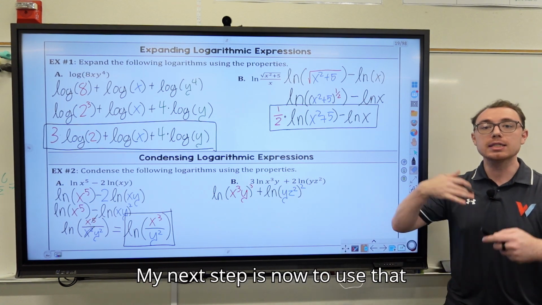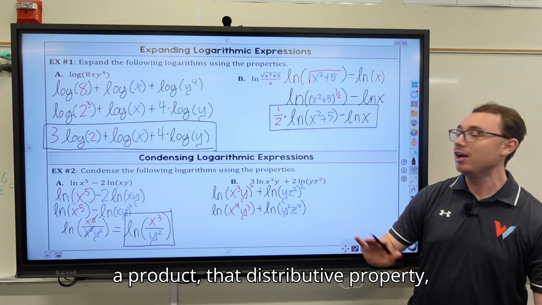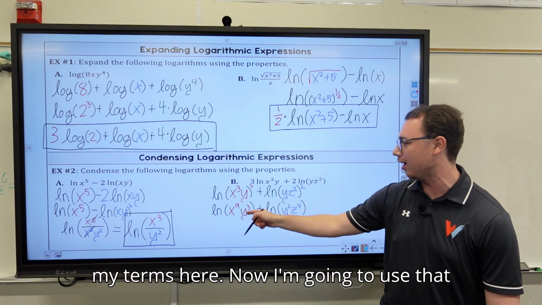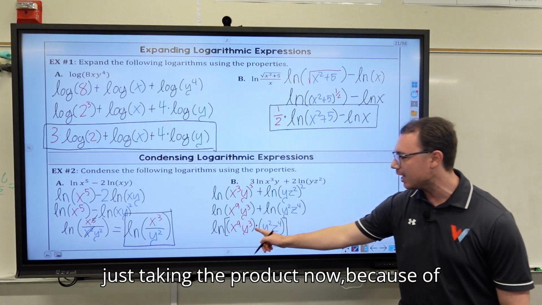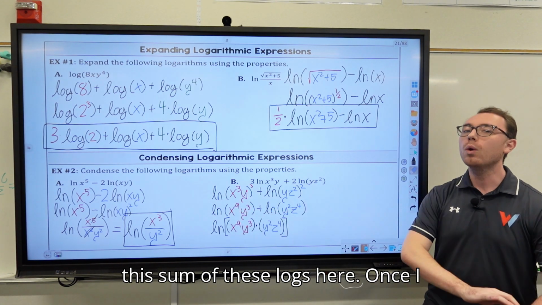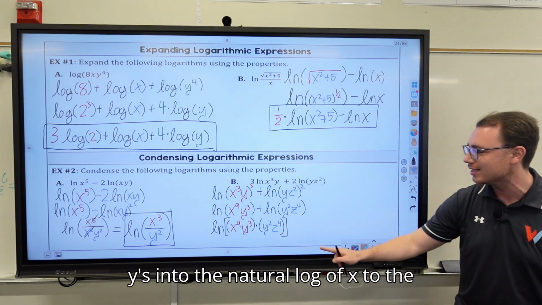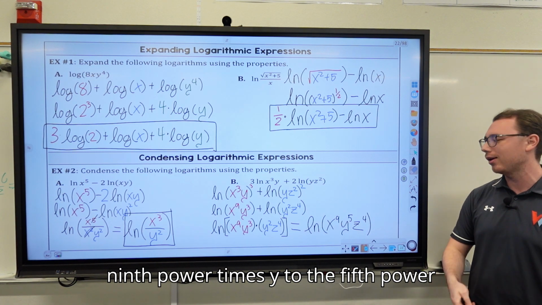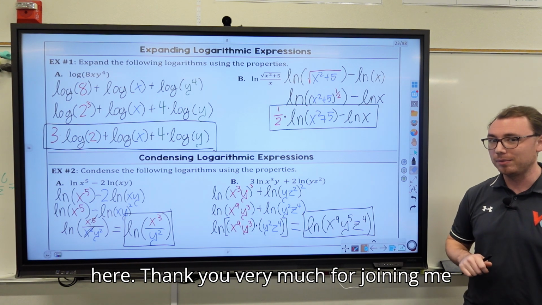My next step is to use the distributive property, where I'm just putting my power into my terms here. Now I'm going to use that product property where I'm taking the product because of this sum of these logs here. Once I take the product of it, it's really easy to see how I'm going to simplify these y's into the natural log of x to the 9th power times y to the 5th power times z to the 4th power here. And that there is my answer for this problem.